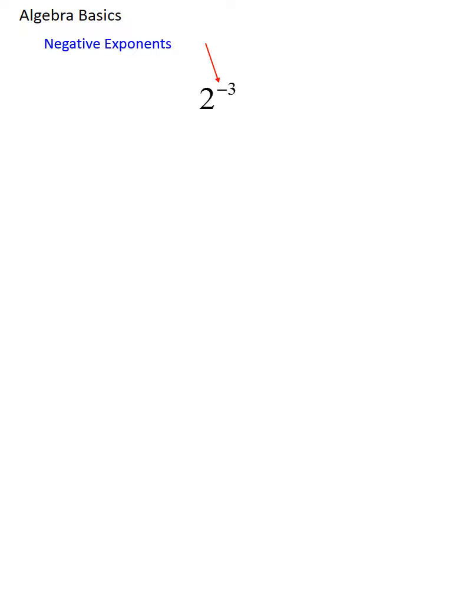Here's one way you can handle a negative exponent. See the negative sign there? Pretend it isn't there. For now, anyways. Just do 2 to the 3rd, meaning 2 times 2 times 2, which as you can see works out to 8.